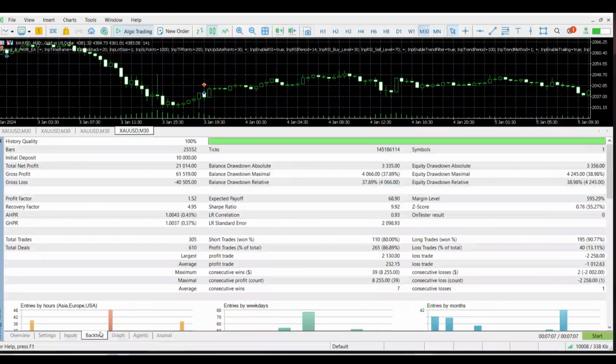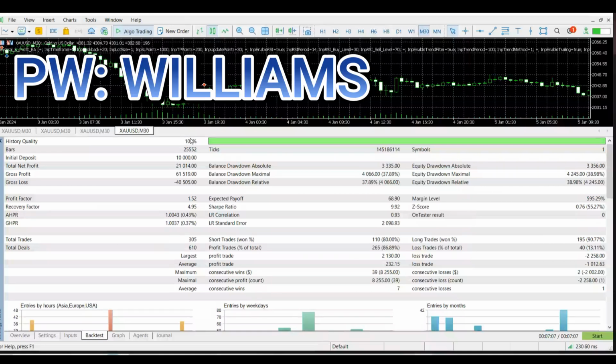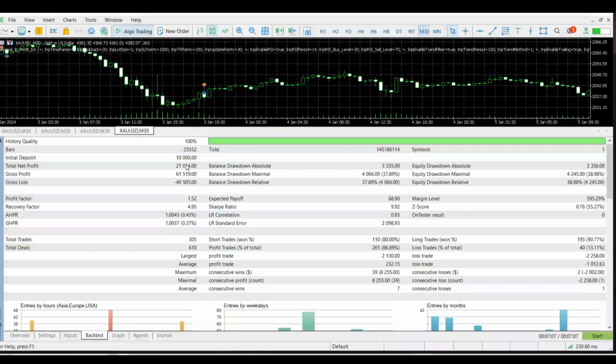Now, let's look at some numbers. First, let's establish the baseline. We are looking at a backtest with 100% history quality. This isn't interpolated data. This is as close to real market conditions as a simulation gets, processing over 145 million ticks. We started with an initial deposit of $10,000. The total net profit sits at a massive $21,014. That is over a 200% return, completely hands-free.